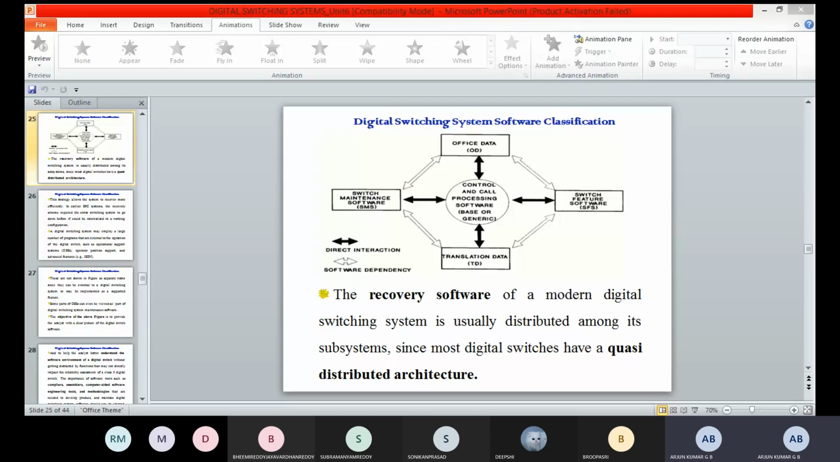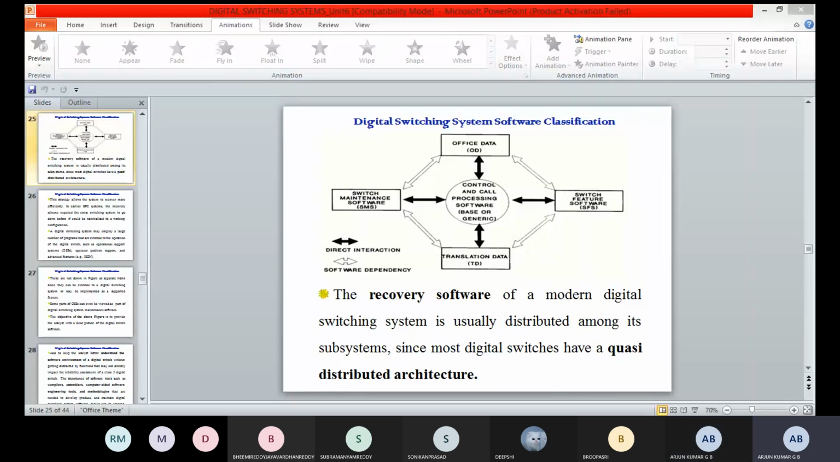Each subsystem will depend on the softwares only, and based on that we can do the classification of the softwares: switching software, maintenance software, office data, translation data, and some future softwares also. Coming to the maintenance softwares, as I already told, they play a very important role in the control of DSS softwares and related hardware, such as line test, diagnostics, remote diagnostics, recovery system, and trunk test.